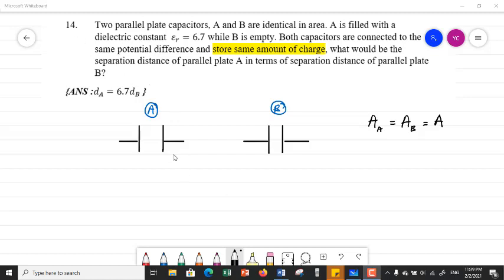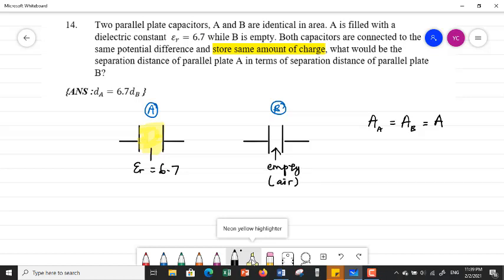Question 14, we have two parallel plate capacitors A and B. They have identical area, so the area for capacitor A equals the area for capacitor B, which I denote by A. But capacitor A is filled with a dielectric, with dielectric constant 6.7, and B is empty. Empty, I understood, means it's an air-filled capacitor.